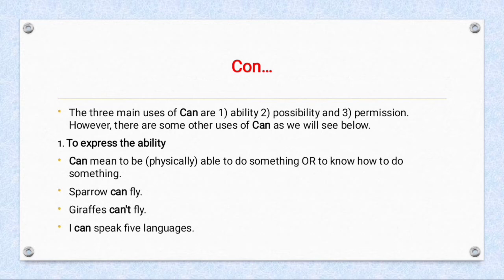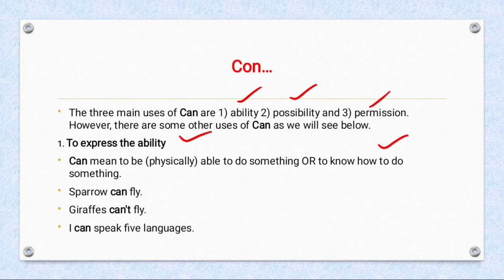The three main uses of can are, the first is ability. Can is used for ability, can is used for possibility, and can is used for permission. However, there are some other uses of can as we will see below. The first one is to express the ability. We use can to mean to be physically able to do something or to know how to do something.